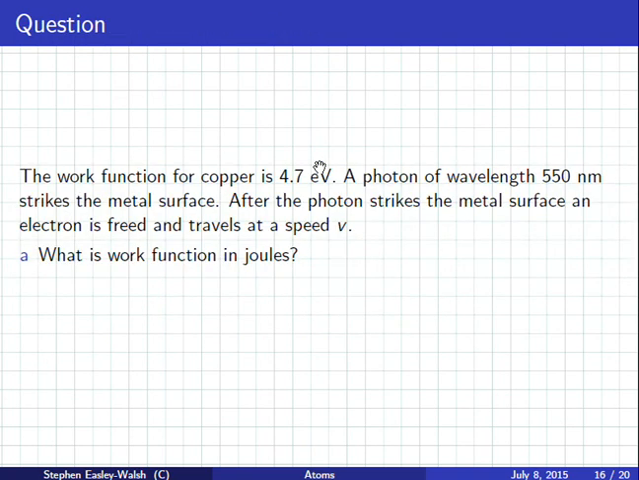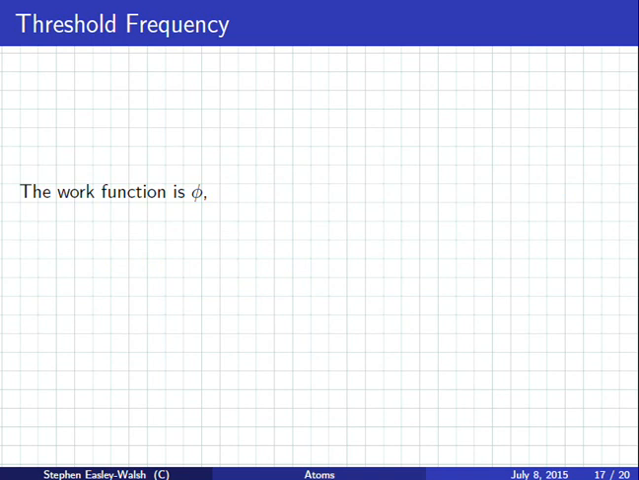So let's have a look at an example. Here I have some copper, and a photon comes into the copper and hits it, and then an electron is freed. The first question is, what is the work function in joules? So convert to joules. And then next, what is the speed of the electron after it's freed?